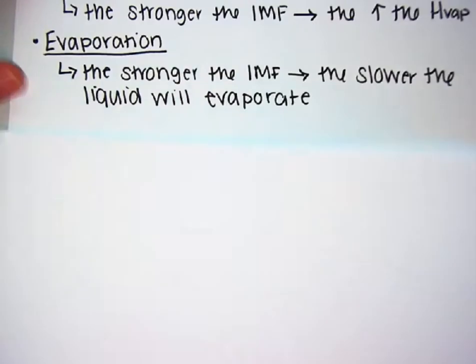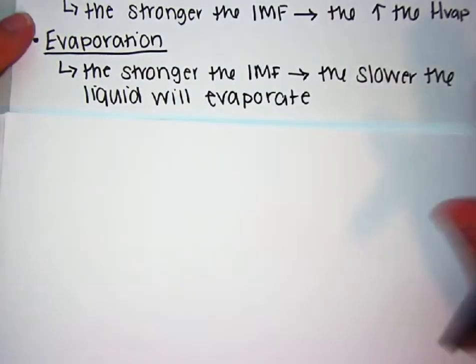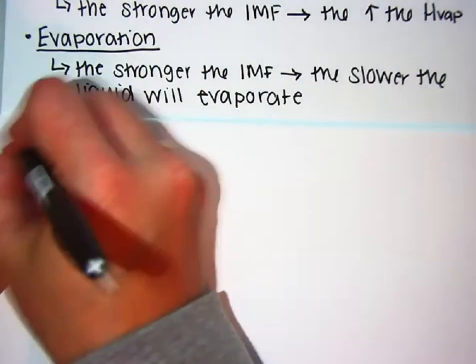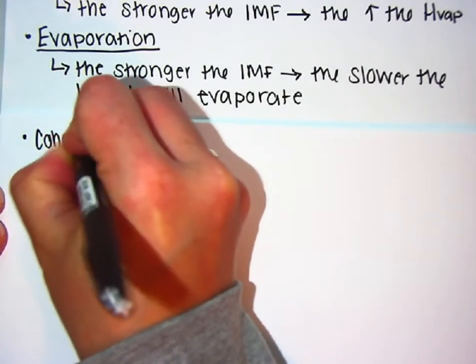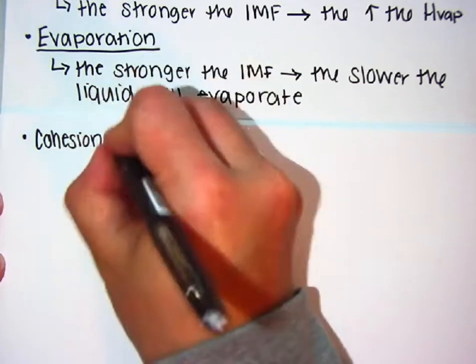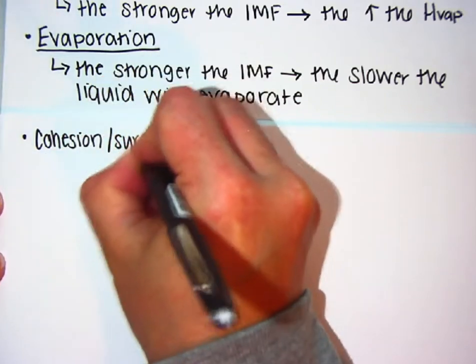Last property that we are going to talk about today: cohesion or surface tension.